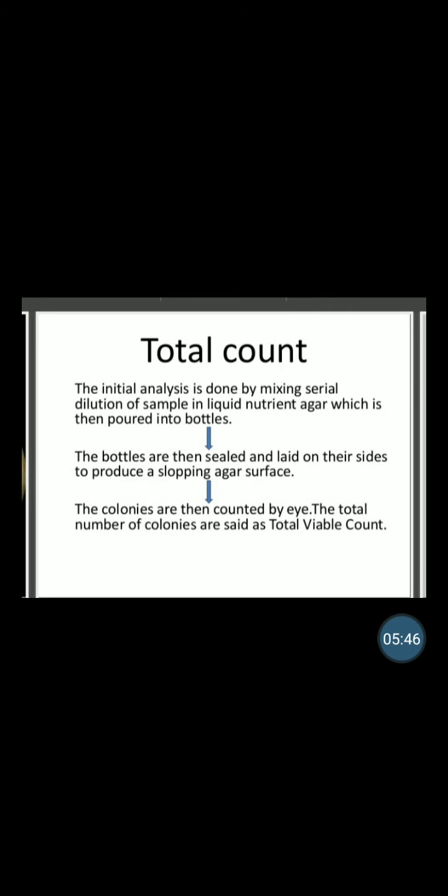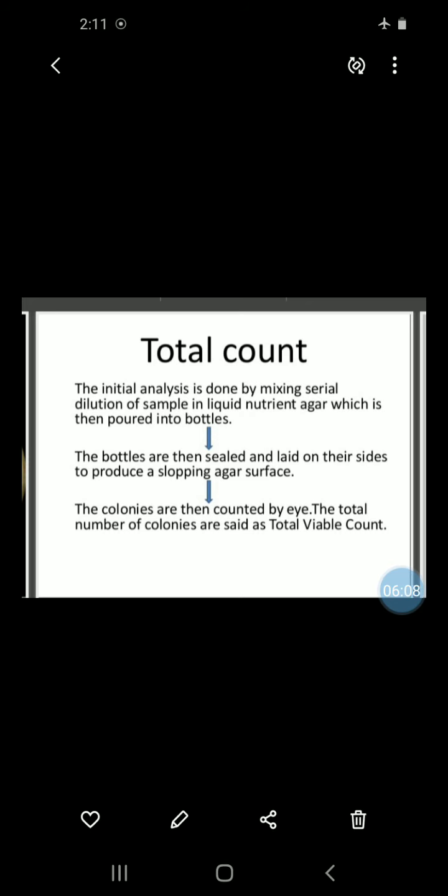Then total count. In this, the initial analysis is done by mixing the serial dilutions of the sample in liquid nutrient agar, which is then poured into bottles. Then these bottles are sealed and laid on their sides to produce a sloping agar surface. Then the colonies are counted by eye. The total number of colonies is said to be the total viable count.